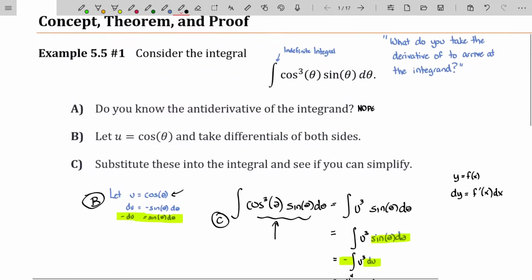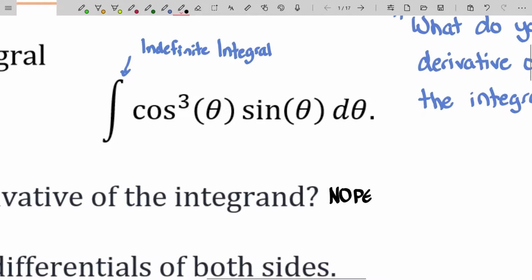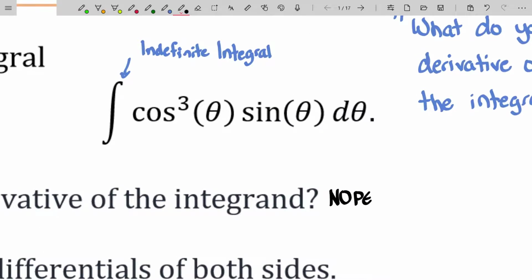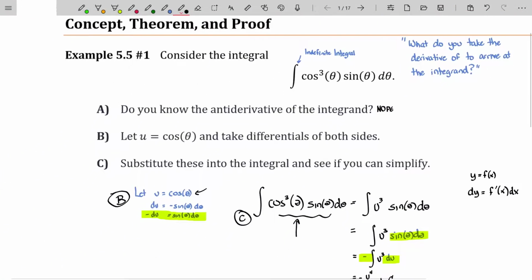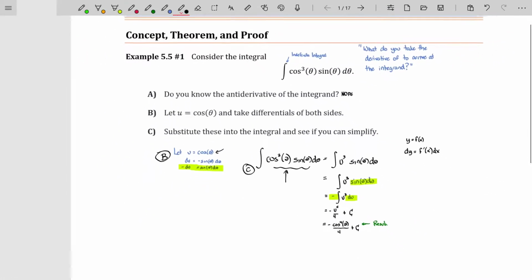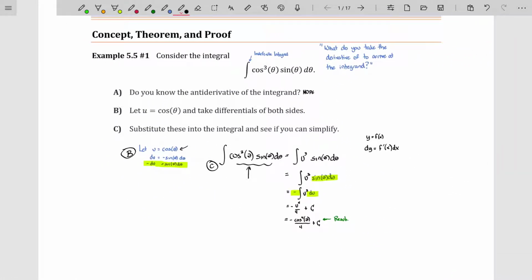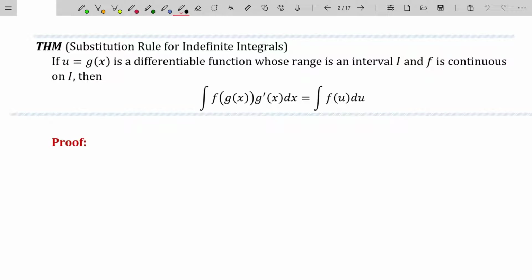We started with an impossible indefinite integral. By making a wise choice for a u substitution, we were able to actually integrate this. So let's talk about what a wise choice means. Well, this will require us to actually see the theorem. So the substitution rule for indefinite integrals.